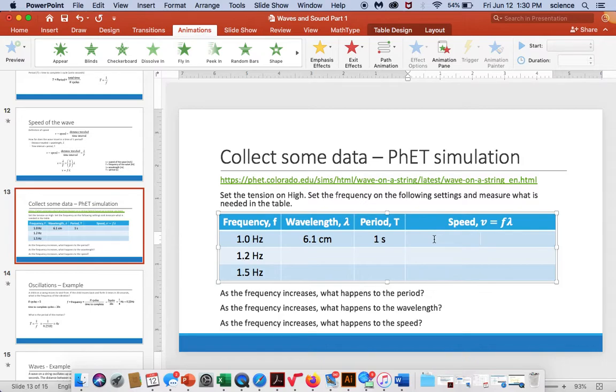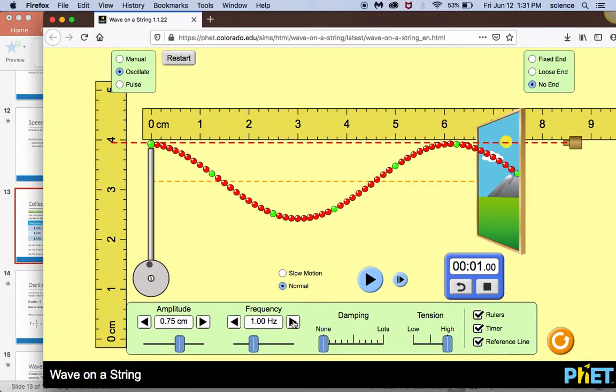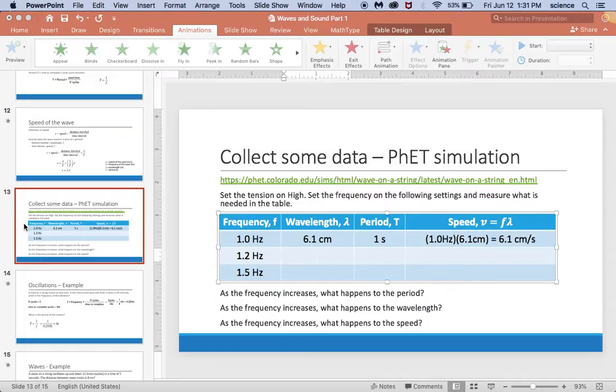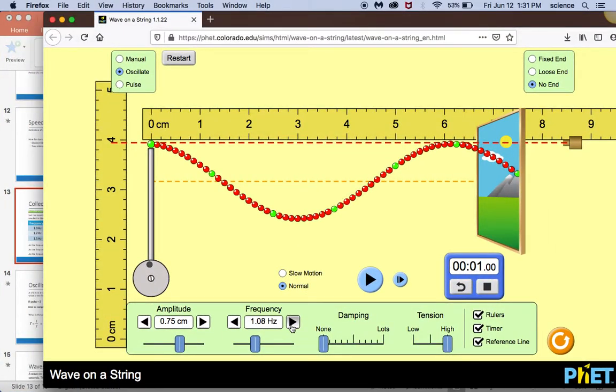Let's also calculate the speed, which is the frequency, 1 hertz, times the wavelength, 6.1 centimeters. I end up getting 6.1 centimeters per second, because hertz is cycles per second, and I end up with units of centimeters per second. All right, we're going to do the same thing. We're going to adjust this frequency to 1.2. Yeah, 1.2. Set this up to 1.2.